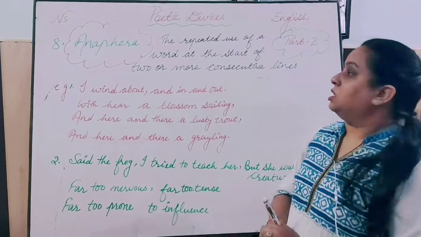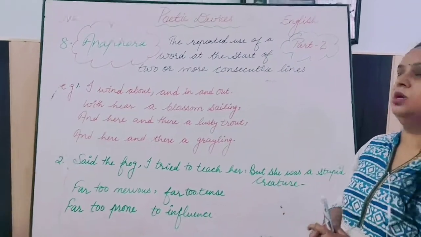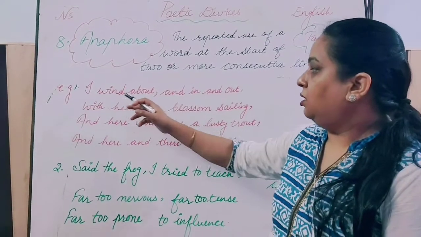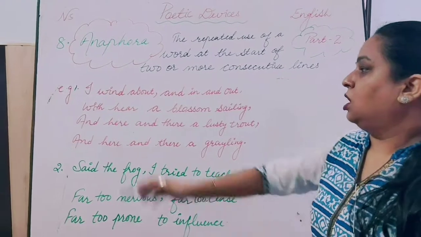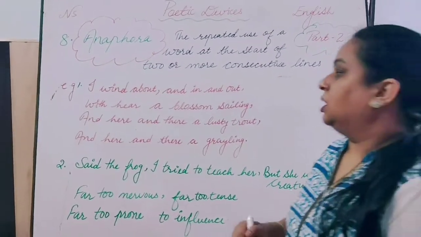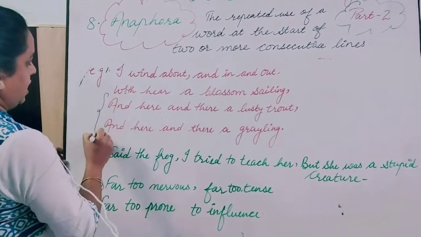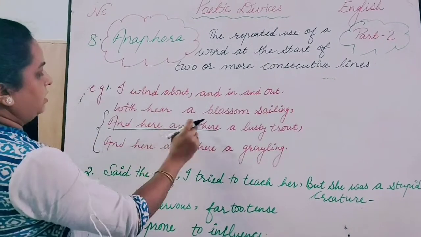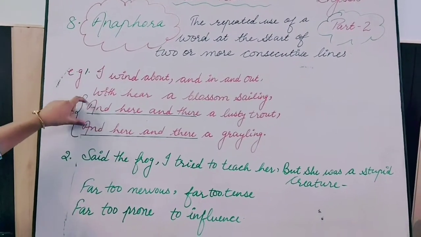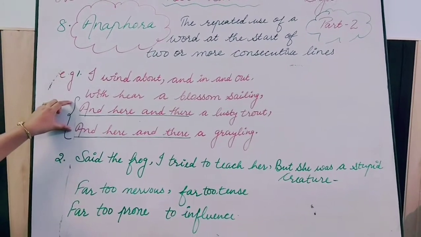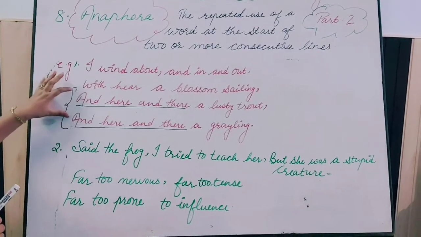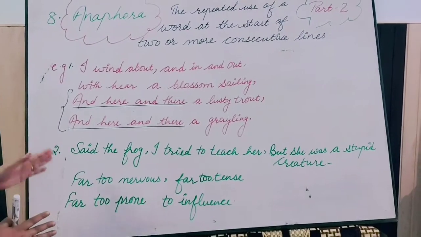Now about anaphora. The repeated use of a word at the start of two or more consecutive lines is known as anaphora. For example, I have taken here a poem. I wend about and in and out, with here a blossom sailing, and here and there a lusty trout, and here and there a grayling. Now, see, the phrase here and there is being repeated in both of the lines, which are consecutive. So this type of poetic device is known as anaphora. These words or phrases should be at the start of the consecutive lines. This we have to take care.